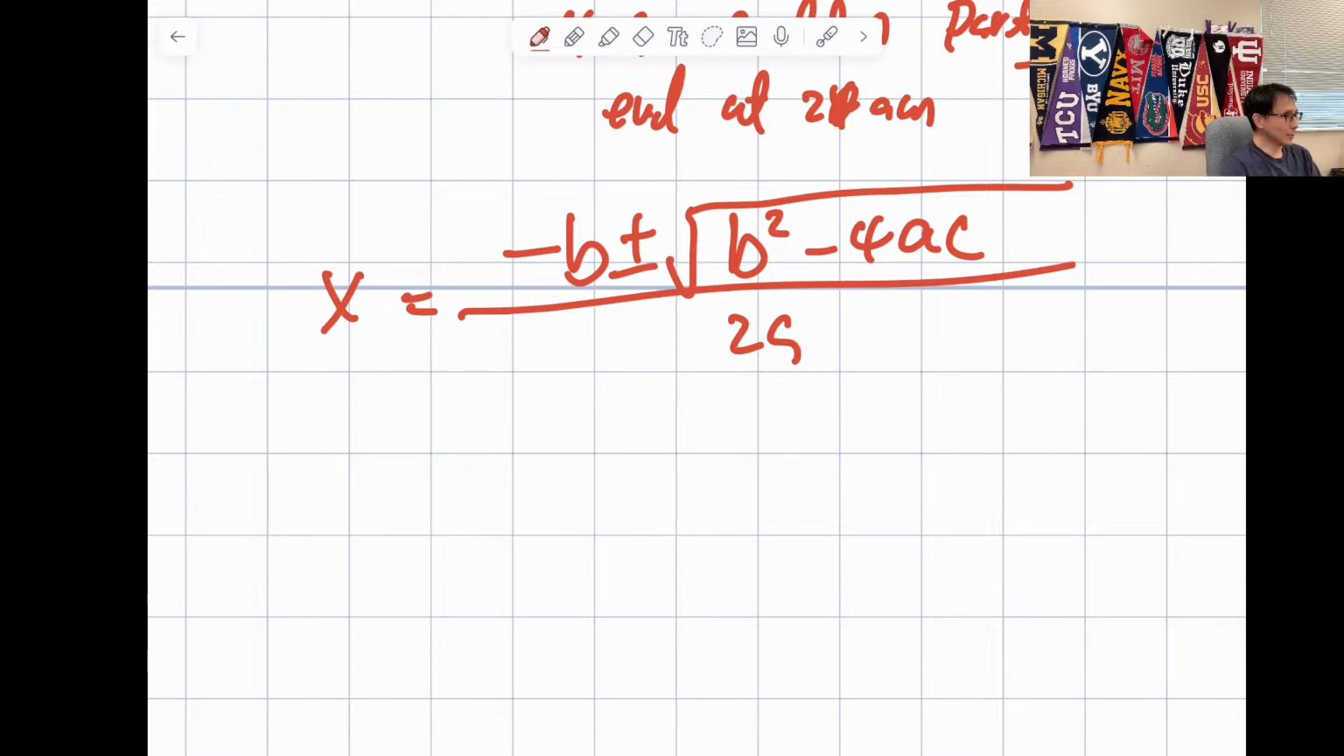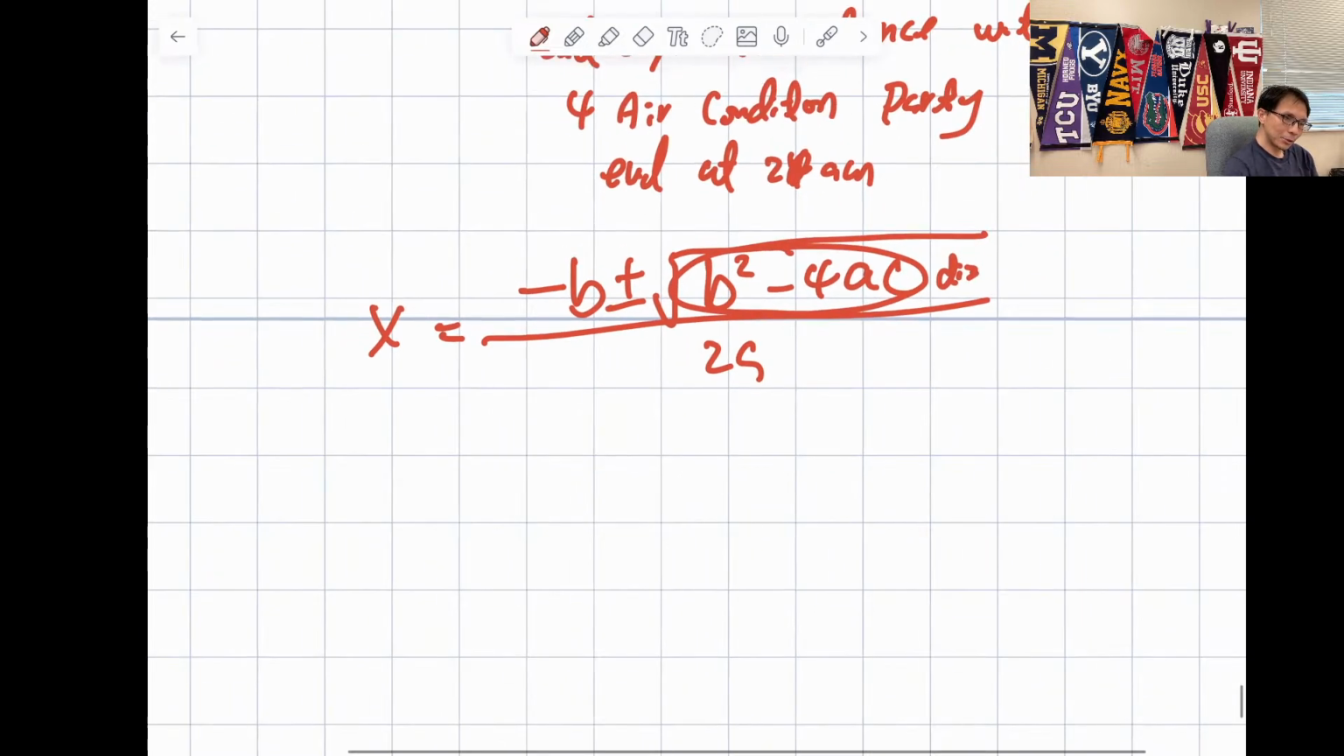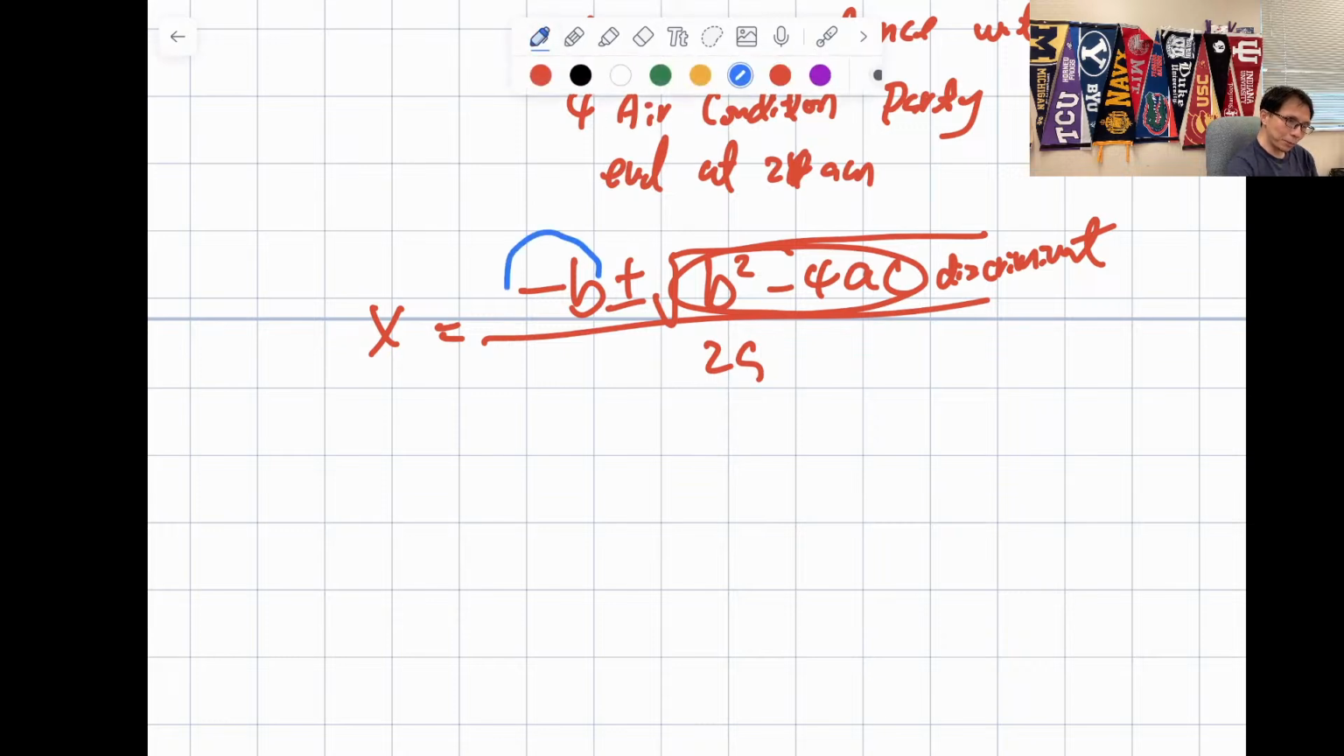That part, b squared minus 4ac, is also known as the discriminant. This part is called the axis of symmetry. So there are two parts. We're going to talk about this. This is called the axis of symmetry.